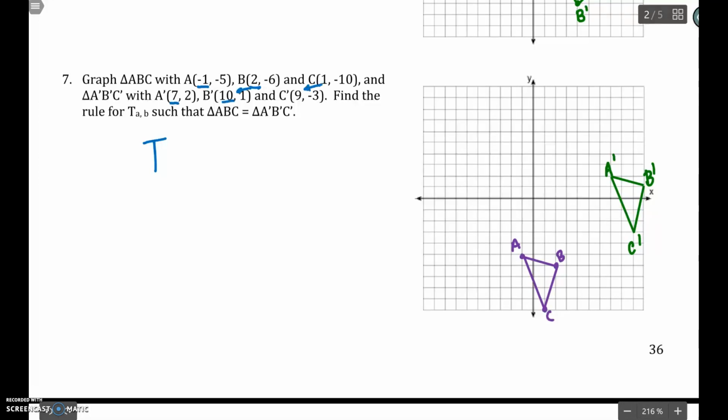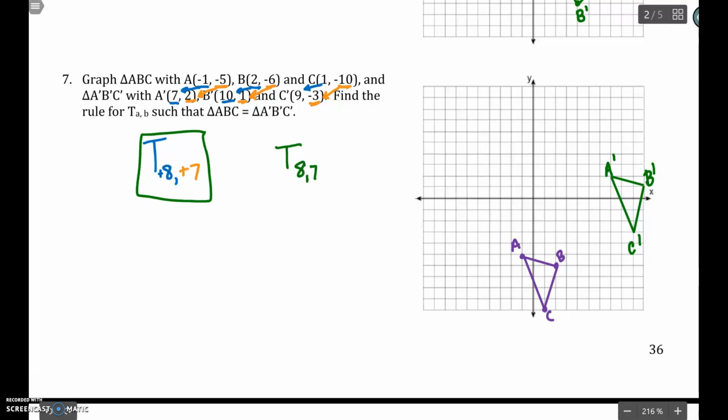1 to 9, you'd have to add 8. So for all of my x values, I'm adding 8. You can put the positive there if it helps you. And then for all of your y values, -5 to 2, you'd be adding 7. -6 to 1, you'd be adding 7. -10 to -3, you'd be adding 7. And so our translation pattern is 8, 7, which usually you won't see with the signs.